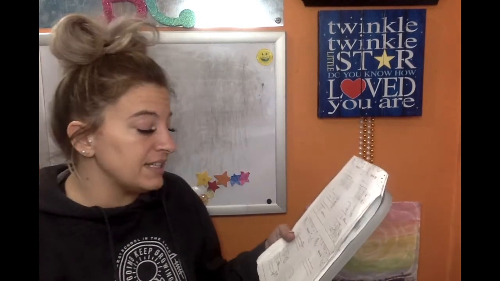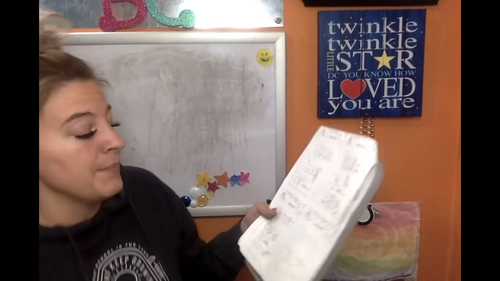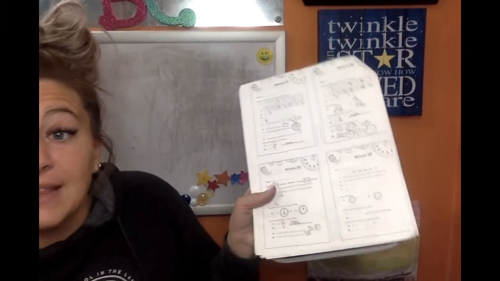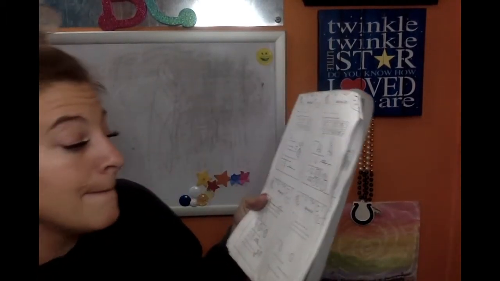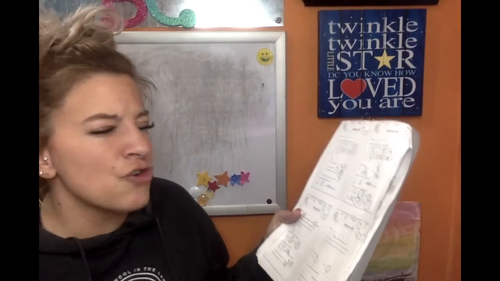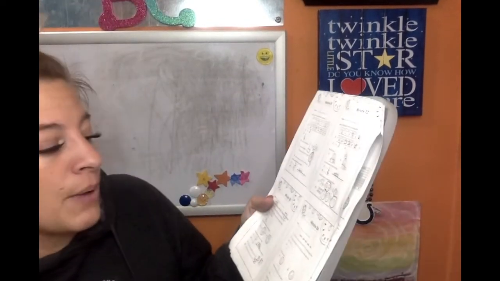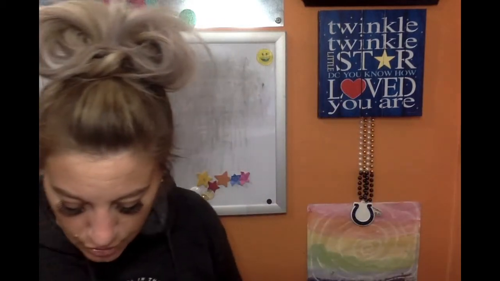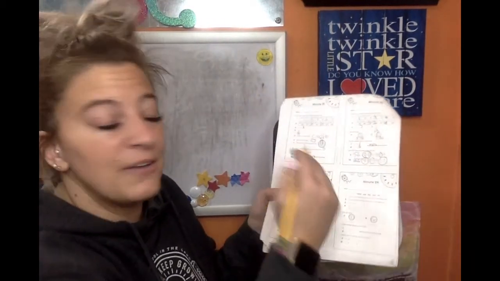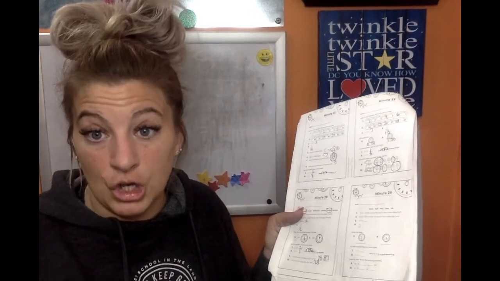Math time. Okay, get your packets out. We're going to do minute number 24. Okay. We're going to look at the months of the year. We have March, April, May, June, and July. We need to draw a circle around the month that comes before June. What month comes before June?